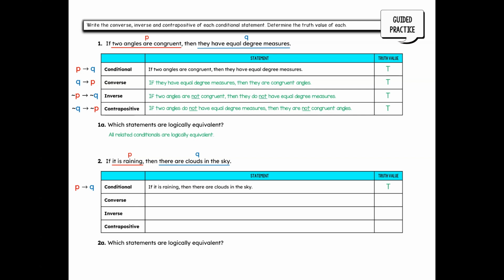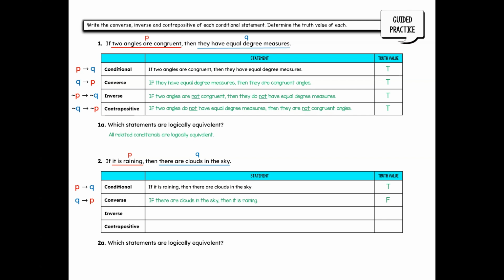The converse of this statement, what do I do? I flip Q and P. So the converse: if there are clouds in the sky, then it is raining. I'm just switching Q and P, switching the order. If there are clouds in the sky, then it is raining. Is that a true statement or a false statement? Have you ever seen clouds in the sky and it not be raining? Yes, so this statement is false.